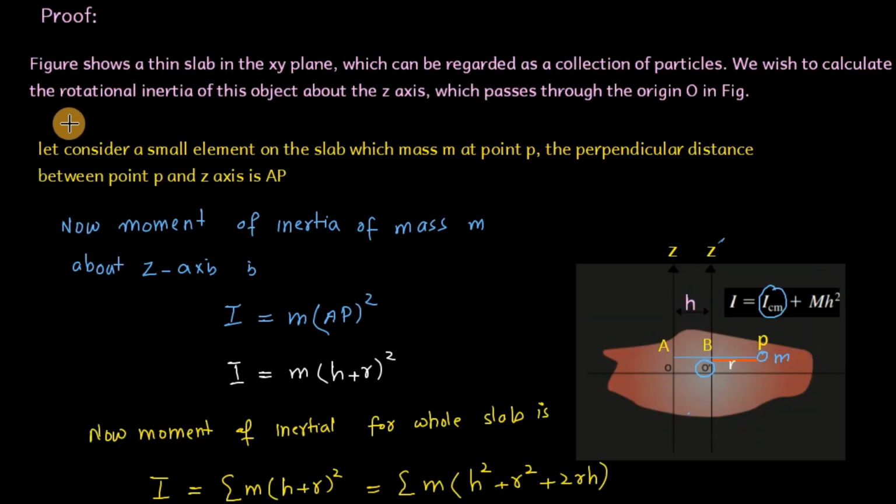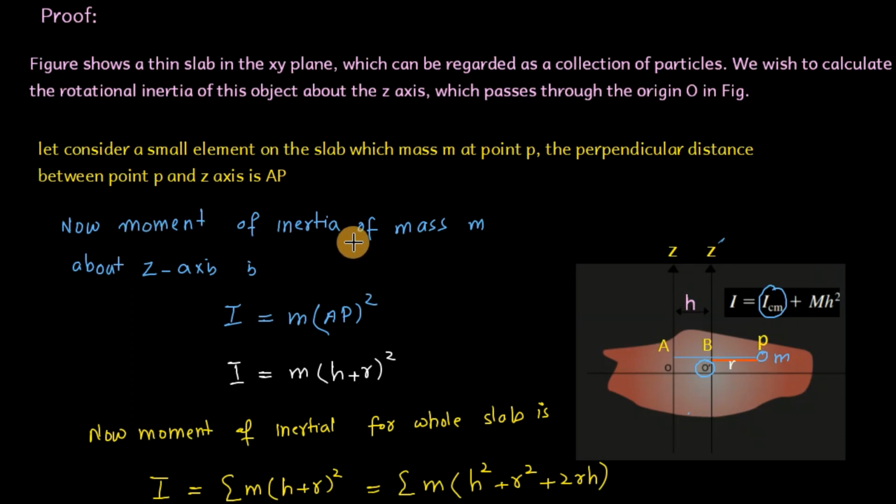नोट्स में इसकी डेरिवेशन को हमने यहाँ से स्टार्ट करना है. As shown in the figure, a thin slab in the xy plane which can be regarded as a collection of particles. We wish to calculate the rotational inertia of this object about the z-axis which passes through the origin O as shown in the figure. Let's consider a small element on the slab with mass m at point P. The perpendicular distance between point P and the z-axis is AP.